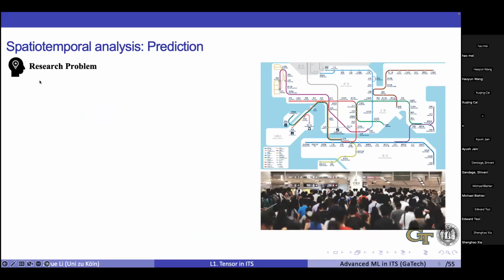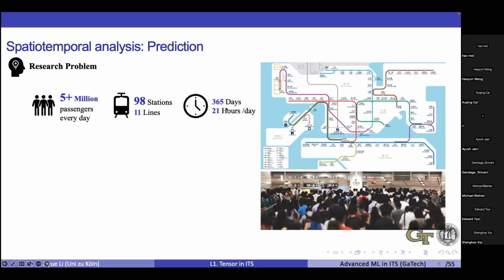So if we want to do the prediction, we need to understand the data set better. In Hong Kong, usually there are 5 million passengers traveling inside the metro system every day. And back in 2017, there were almost 100 stations and 11 lines, and the metro runs almost through the whole year, 21 hours per day. And why is prediction important?